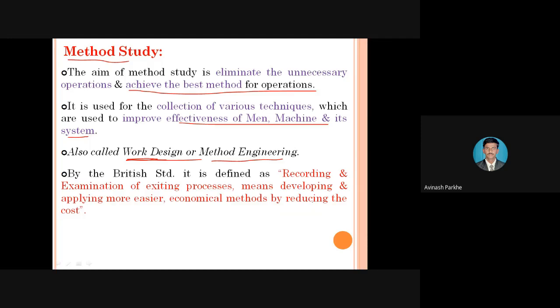Therefore, while doing the modification, while implementing this concept of method study in the industry, we have to focus on cost reduction also.